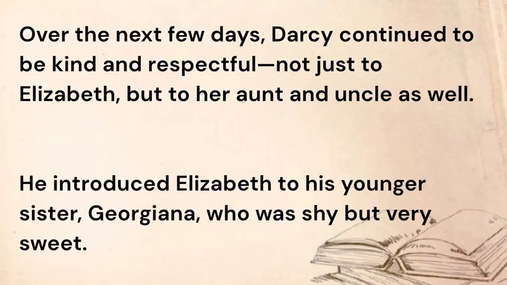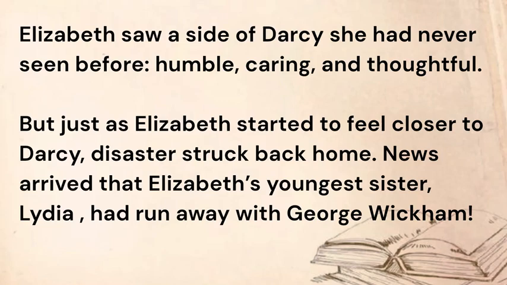Over the next few days, Darcy continued to be kind and respectful, not just to Elizabeth, but to her aunt and uncle as well. He introduced Elizabeth to his younger sister, Georgiana, who was shy but very sweet. Elizabeth saw a side of Darcy she had never seen before: humble, caring, and thoughtful. But just as Elizabeth started to feel closer to Darcy, disaster struck back home.